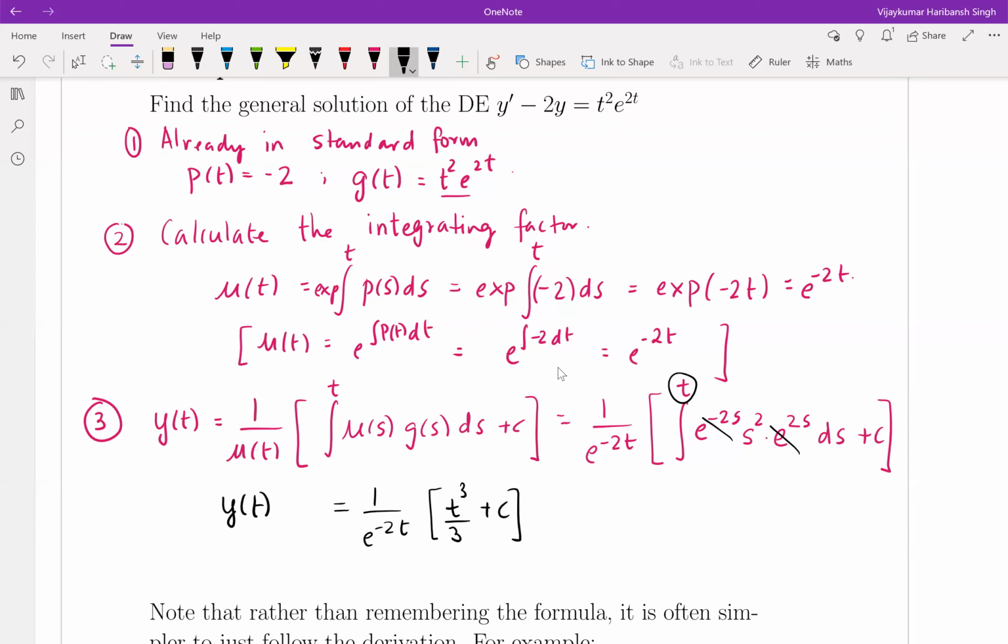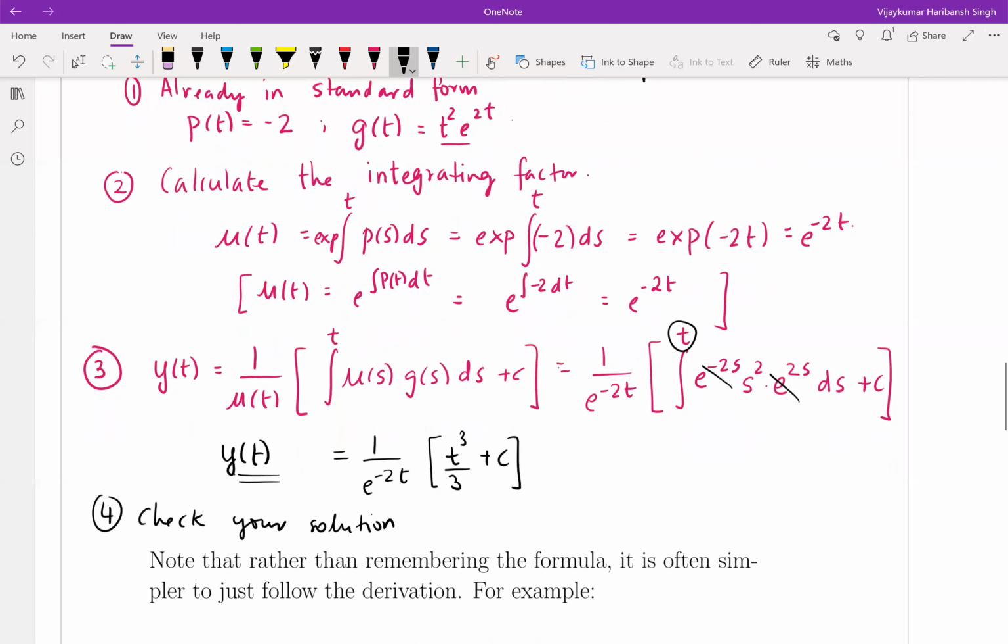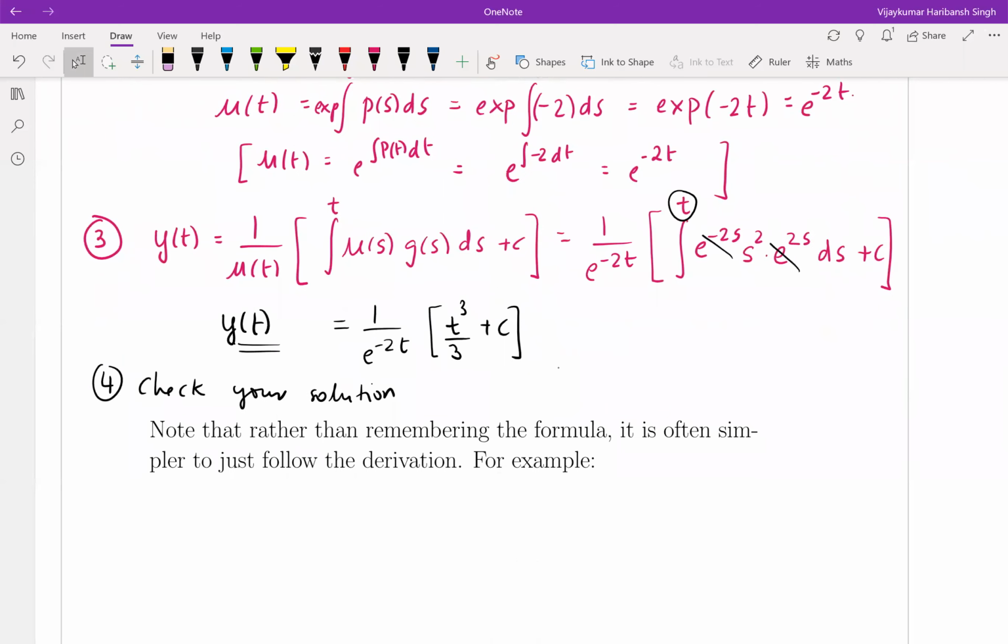Then fourth, you should check your solution. If you take the derivative and put this in the differential equation, you will see that it will indeed satisfy it. Now, note that rather than remembering the formula, it is sometimes simpler to follow the derivation.